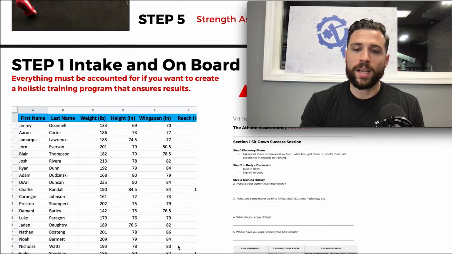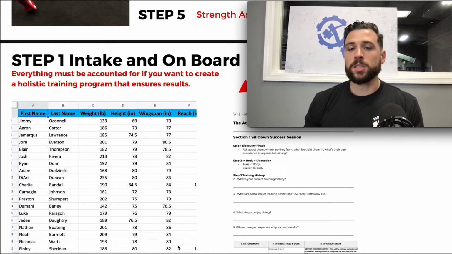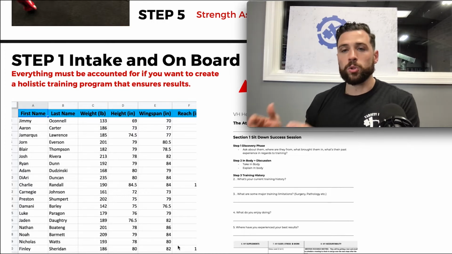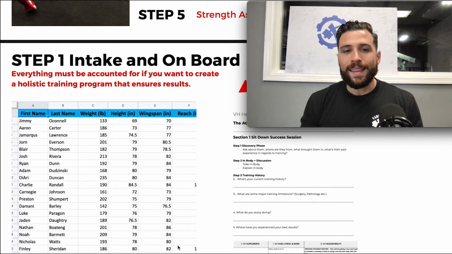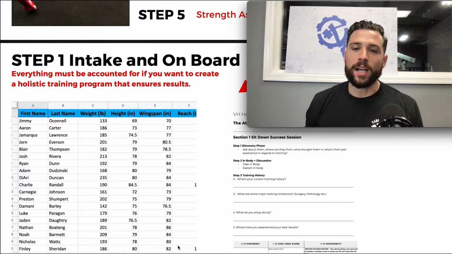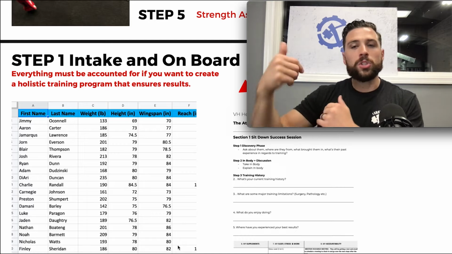Step 3 is their training history, right? What's your current training history? What are some major training limitations, surgeries, pathologies, maybe just different ailments that are going to inhibit you from doing everything that you would be able to do here? What do you enjoy doing? That is something most people don't ask, because objectively you would say, well, this is how we do it. I'm going to get you to do what we do.